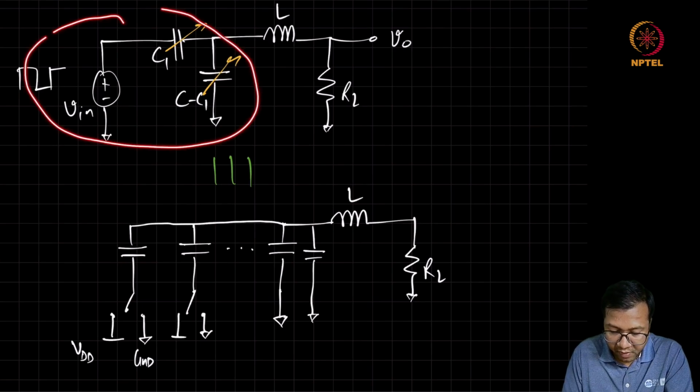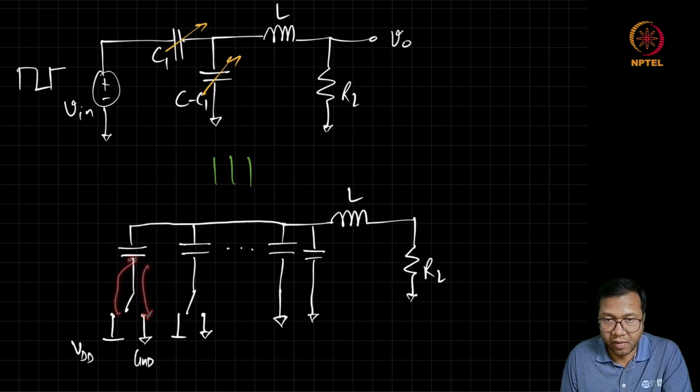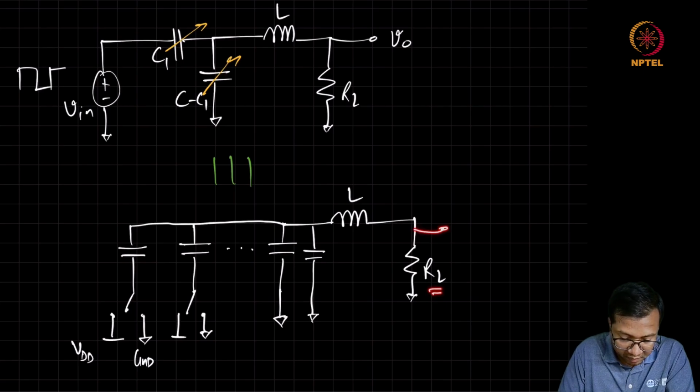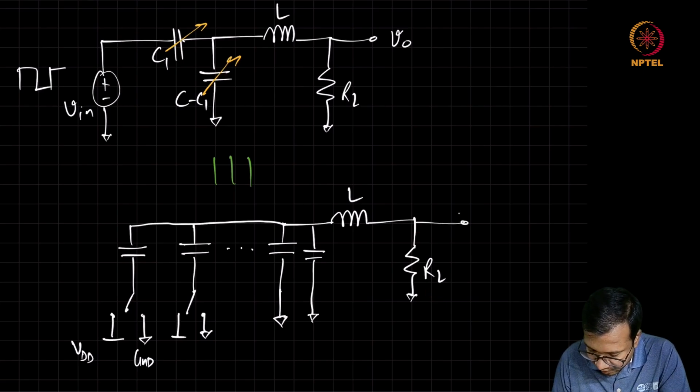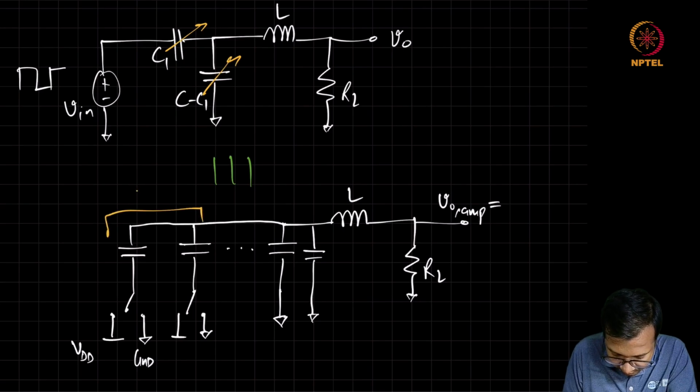effectively create this kind of a modulating source which is charging this capacitor and then discharging this capacitor at a periodic rate so as to create an output voltage where the output amplitude is going to be equal to, let's say this is C1 and here we have C minus C1.